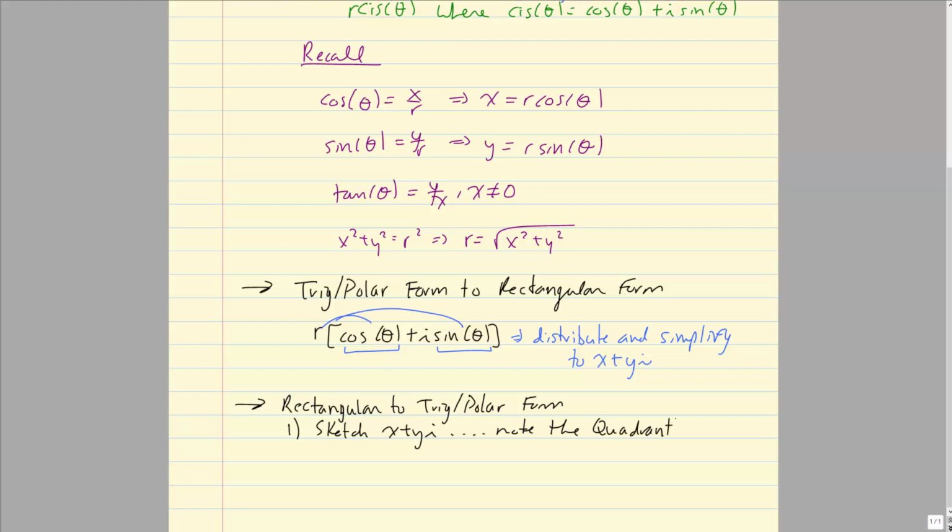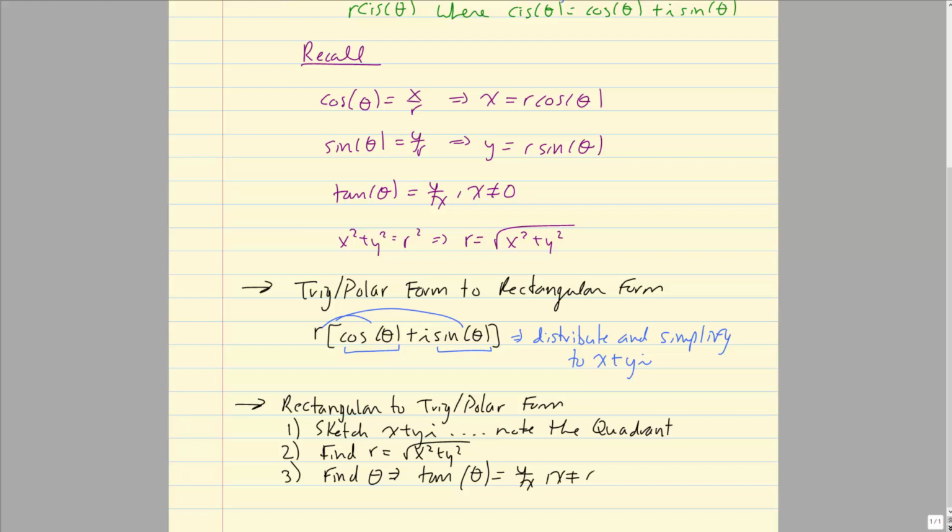It's going to be important to remember the quadrant, because that'll affect what my angle will be in the end for theta. The second step that we're going to do here is to go ahead and find r. And remember, r equals the square root of x squared plus y squared. And the third step is to find theta using the fact that the tangent of theta equals y over x.